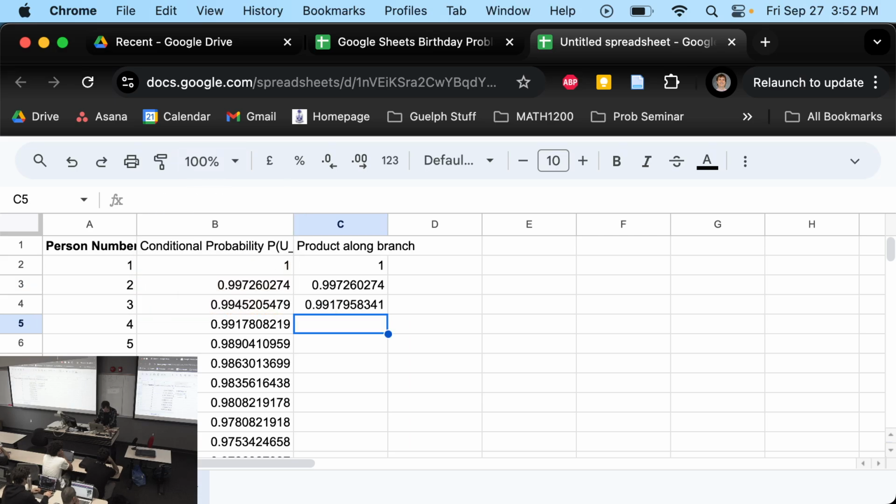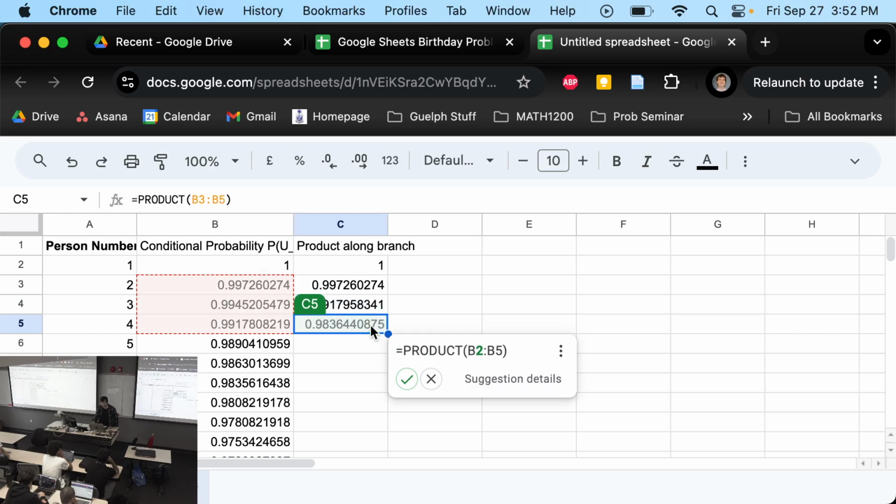Okay. And now it's tempting to take this and drag it down like we have been. But is that the right thing? Well, let's drag it down one more, and you'll see.